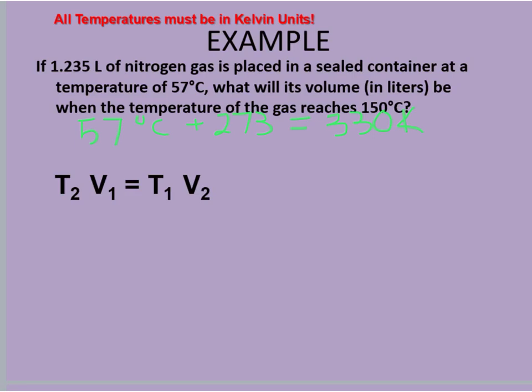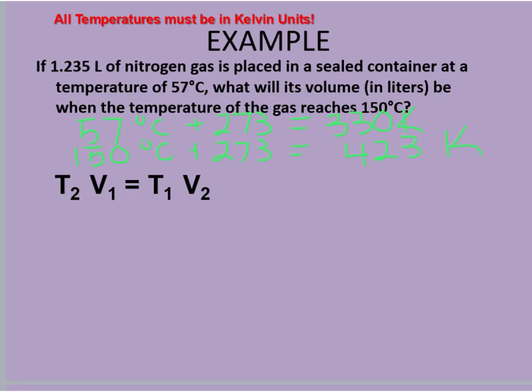And then we have our other temperature. It says 150 degrees Celsius. My little circle didn't come out. And we're going to add 273. You learned to do that a couple lessons ago. And that is going to give us 423 Kelvin. So do that right away. All your temperatures have to be in units of Kelvin. So don't waste any time. Get that part done, and then you can move on with the rest of your problem.